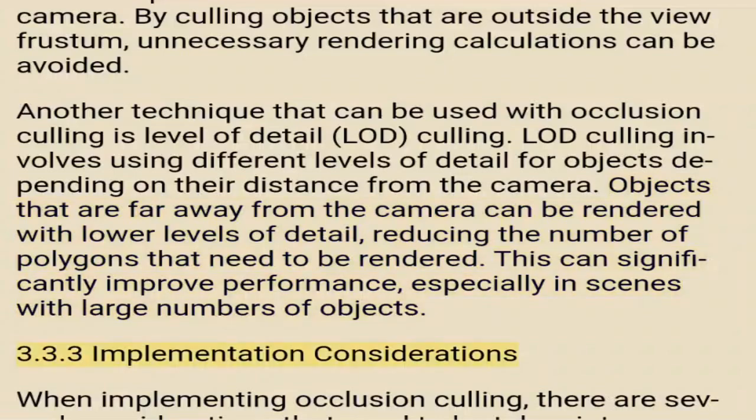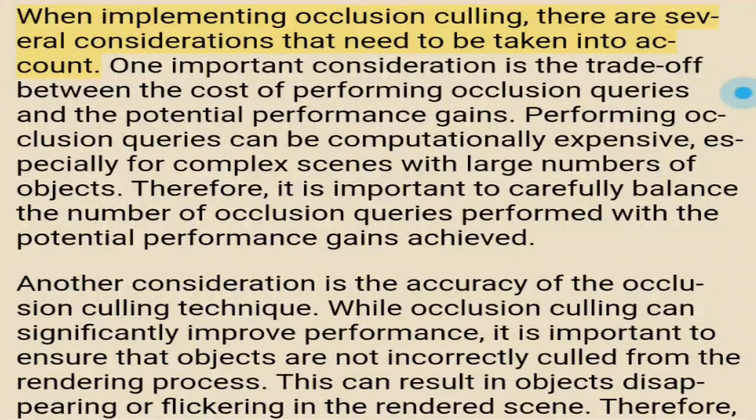3.3.3 Implementation Considerations. When implementing occlusion culling, there are several considerations that need to be taken into account. One important consideration is the trade-off between the cost of performing occlusion queries and the potential performance gains. Performing occlusion queries can be computationally expensive, especially for complex scenes with large numbers of objects. Therefore, it is important to carefully balance the number of occlusion queries performed with the potential performance gains achieved.